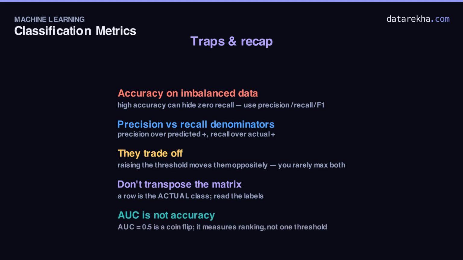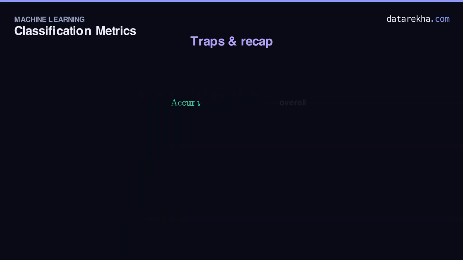And trap 5. AUC is not accuracy. It's the area under the ROC curve, ranking quality across all thresholds. 0.5 is a coin flip. Near 1 is excellent. Let's lock it in.